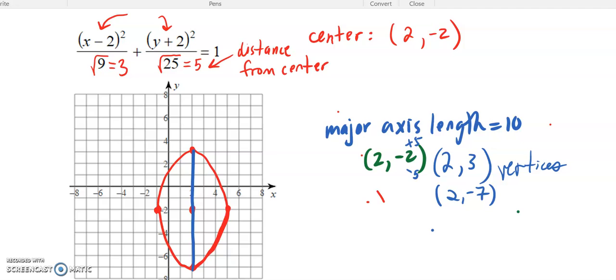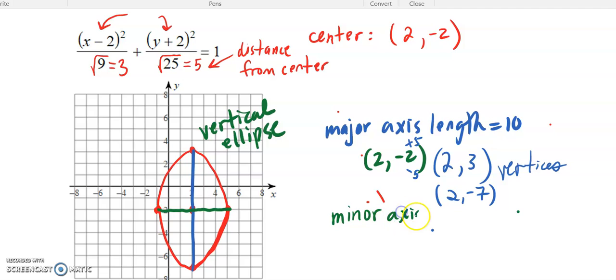Now, for the minor axes, that's the shorter of the two axes. And this is a vertical ellipse because the major axis is vertical. So if we start once again at 2, well, let's do this. So the minor axis has a length equal to 6, because you went 3 in both directions. And 3 plus 3 will give you 6.